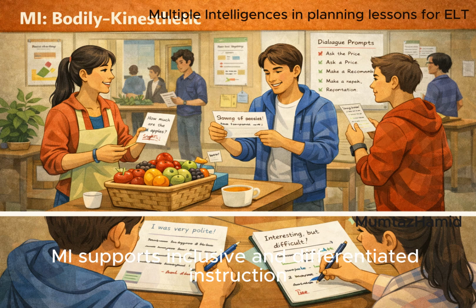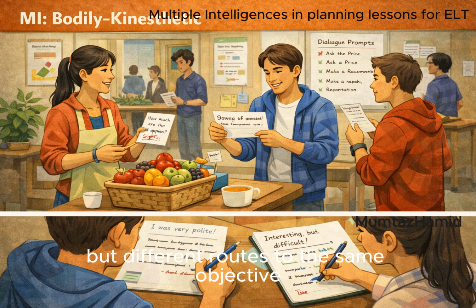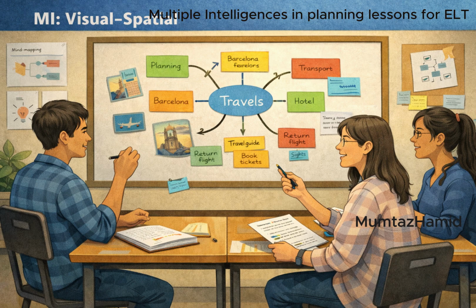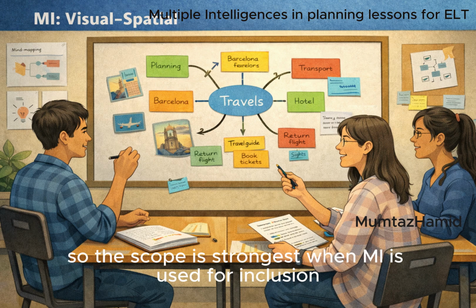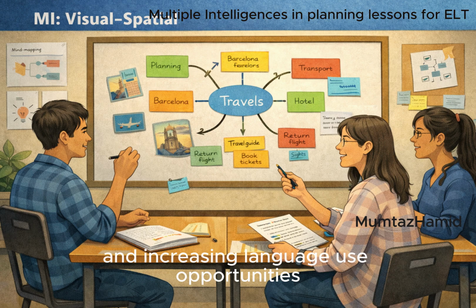Similarly, MI supports inclusive and differentiated instruction. MI acts as a differentiation tool. Not different objectives for every learner, but different routes to the same objective. So the scope is strongest when MI is used for inclusion, engagement, scaffolding, differentiation, and increasing language use opportunities.